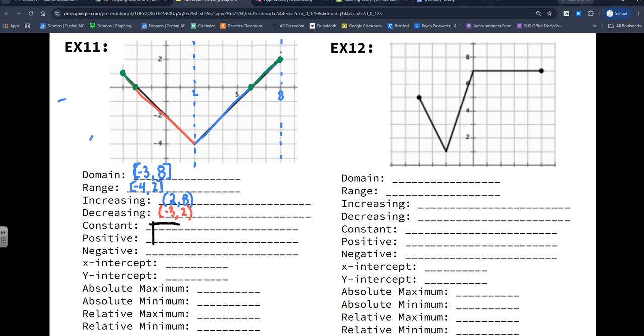But you can be positive but decreasing. Okay. So this little section right here. What's the domain for that section? The left side.